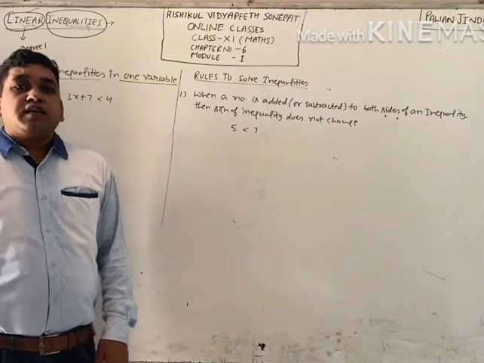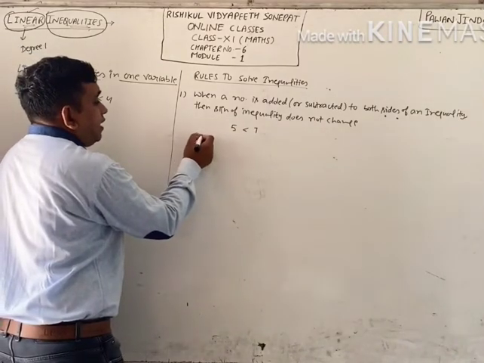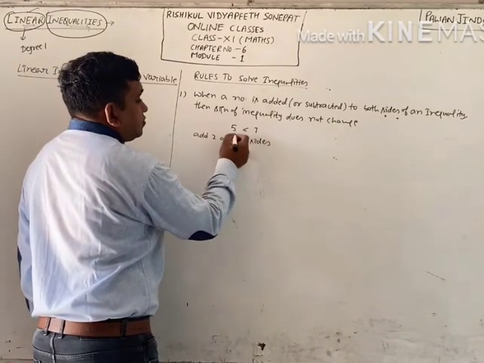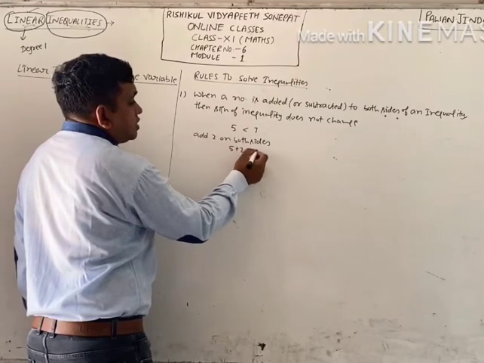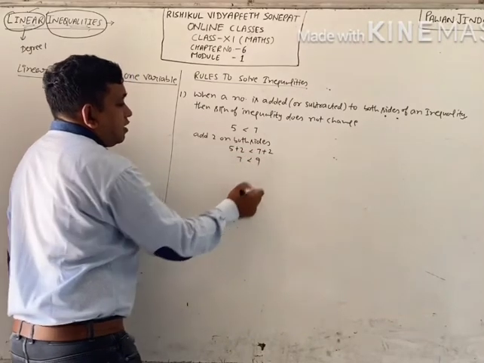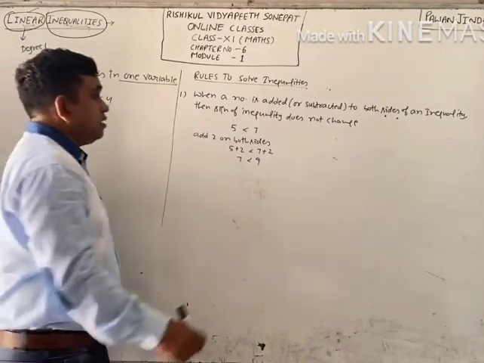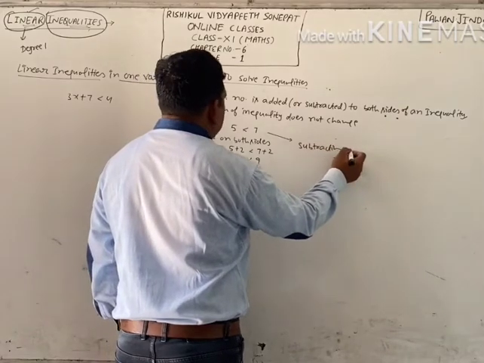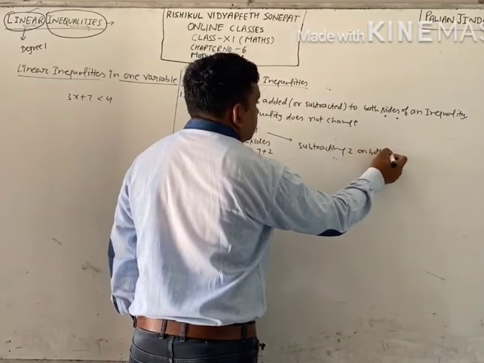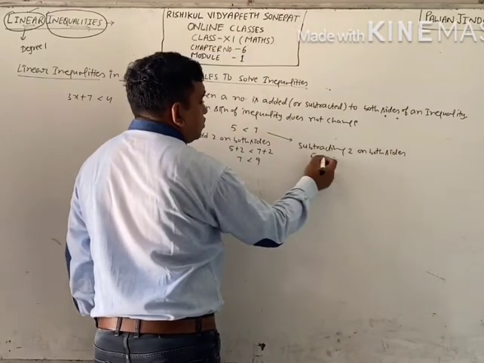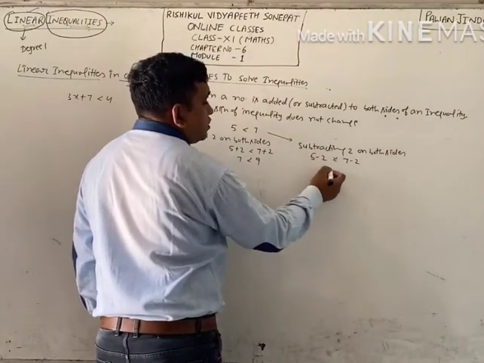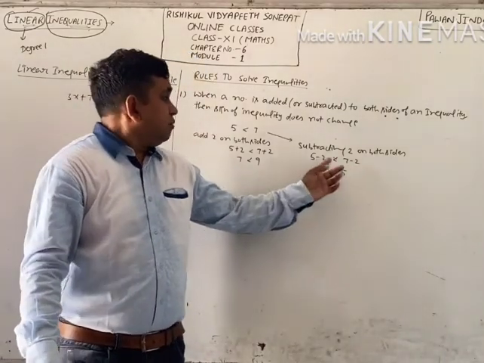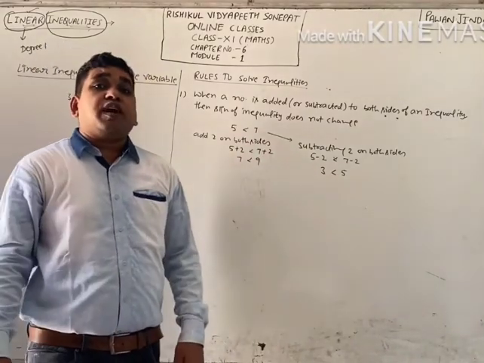For example, suppose I am writing 5 less than 7. This is your inequality. I want to add 2 on both sides. This is your 5 plus 2. This is your 7 plus 2. 7 less than 9. Sign of inequality will remain same. Now I am subtracting 2 on both sides. This is your 5 minus 2. This is your 7 minus 2. 5 minus 2, 3. 7 minus 2, 5. Then check 3 is less than 5. Means sign will remain same. There will be no effect on the sign.